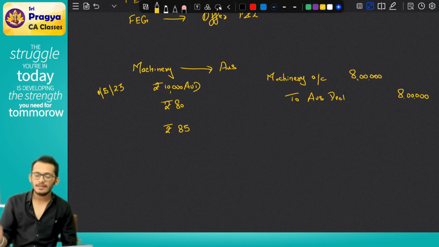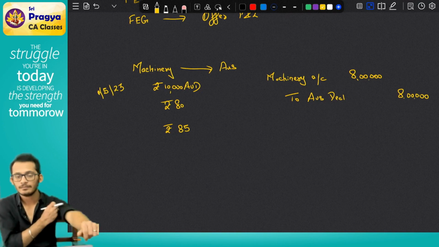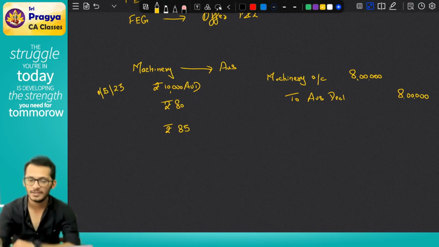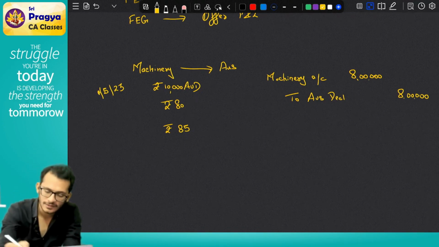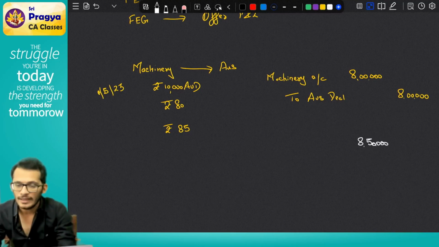Which means in this scenario, while my accounts will say my machinery cost is 8 lakhs, income tax will say that the machinery cost is 8 lakh 50,000. Which means I will get depreciation on 8 lakh 50,000. Accounts will give depreciation on 8 lakhs.